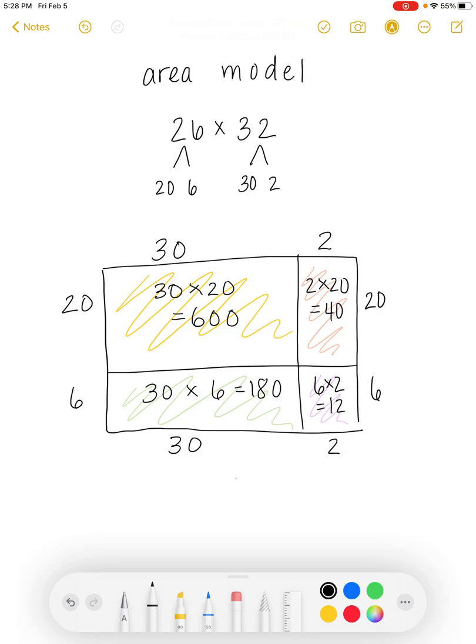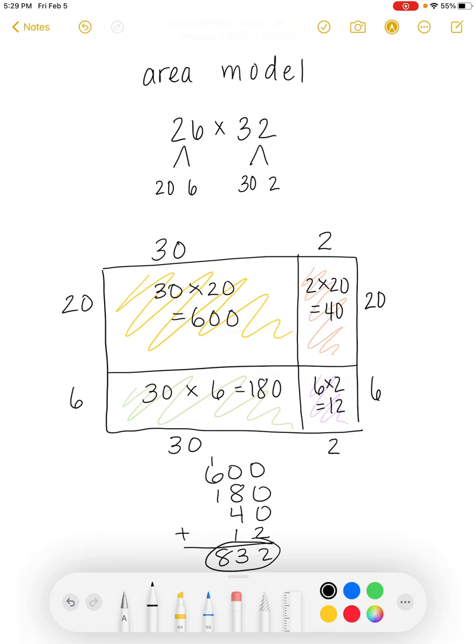Now to find my total area, I'm just going to add up each of those smaller products. So 600 plus 180 plus 40 plus 12. I have 2 in my ones place. 8 plus 4 is 12, plus 1 is 13. Carry that 100. 1 plus 6 plus 1 is 8. So my final area or product is 832.